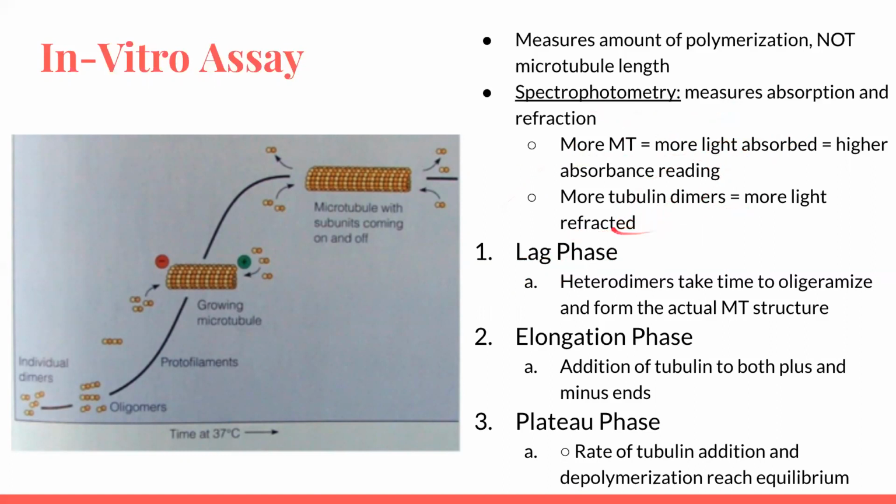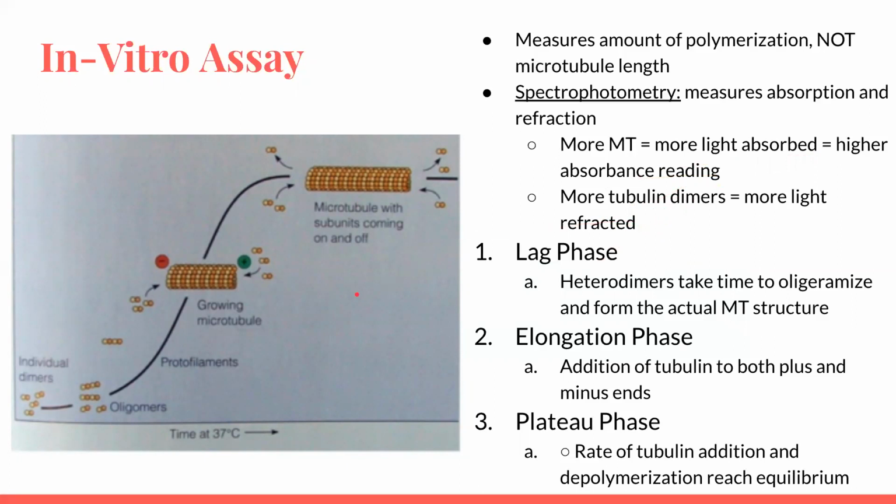If there's more just tubulin, those are kind of invisible, so they're soluble, I guess, is probably the reason. So more light will be refracted and you'll have a lower reading. If you have more polymerized microtubules, more light will be absorbed and you'll have a higher reading. If you have just tubulin dimers, the things that are getting added to the microtubule, you'll have more light refracted and a lower absorbance reading.